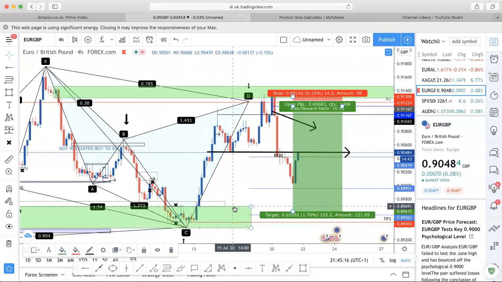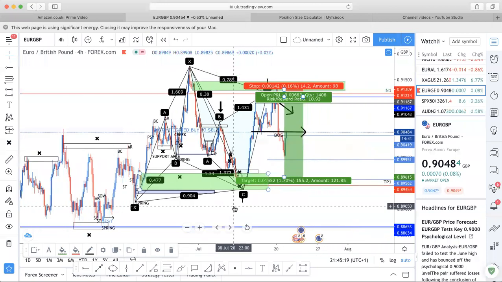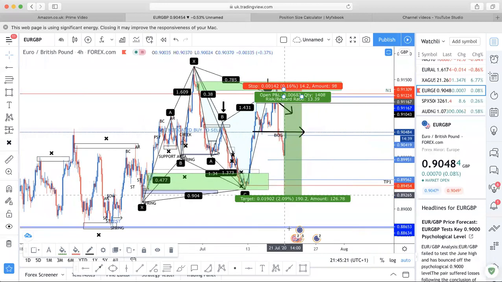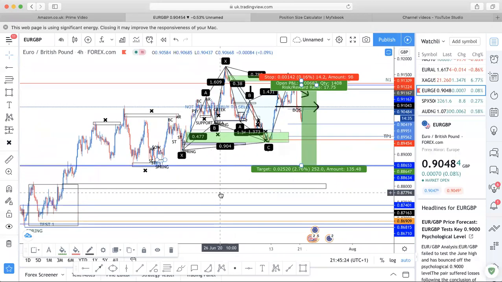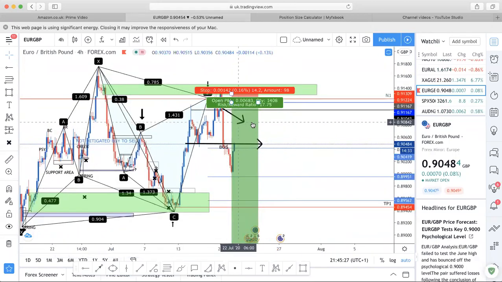And where am I targeting? I am going to target all the way down here. Why? Because I have equal lows sitting down here. So that's going to be my target. And what is the ratio? 1:17. I'm going to risk 1% of my account in order to make 17%. Guys, this is what I'm talking about.